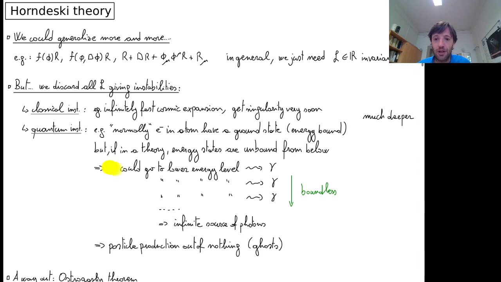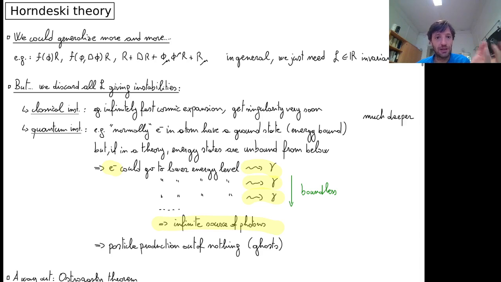You would have that your electron is going to decay to a lower energy level and emit a photon. It can emit a photon, and another photon, and another, and if there is not a bottom, if there is not a ground level, then this process can continue to infinity. What would it mean? That you would have an atom which is an infinite source of light.